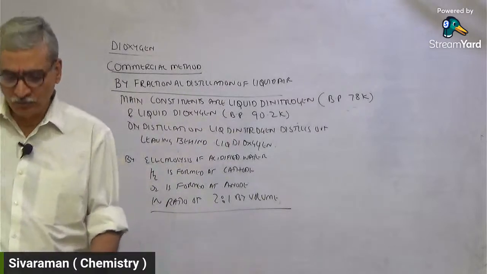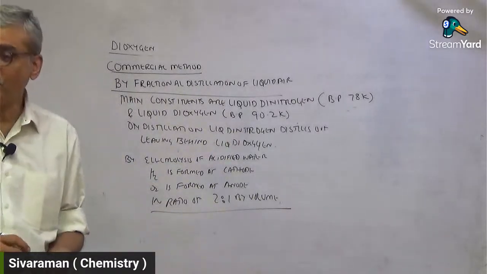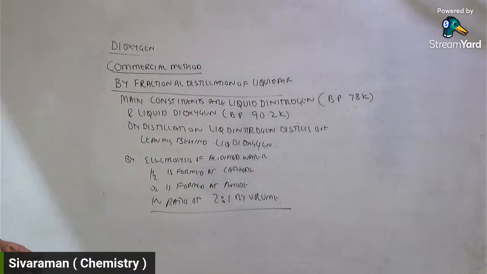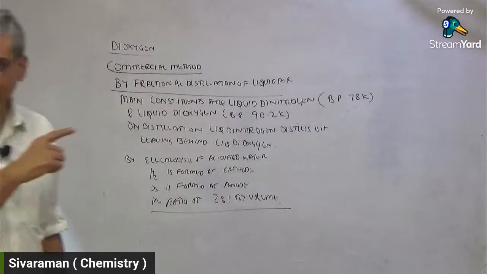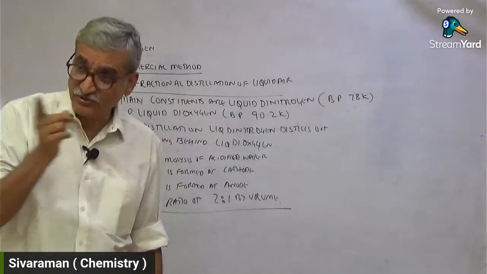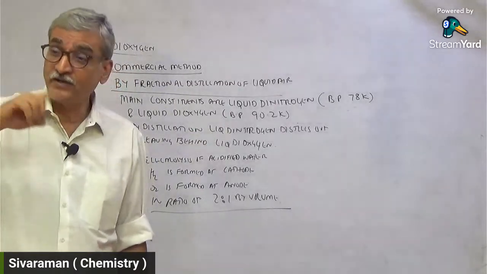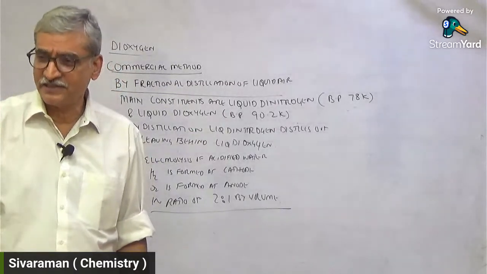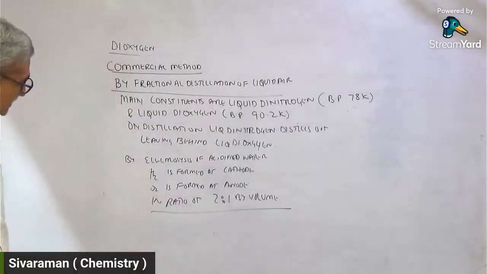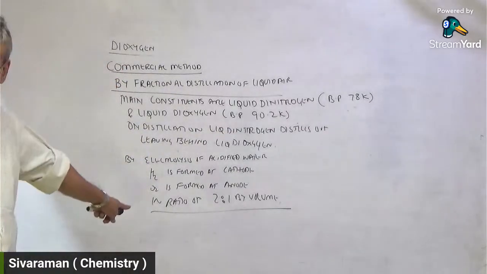If you're getting 2 liters of hydrogen, you will get 1 liter of oxygen, and this is used. These kinds of concepts are used in the mole concept to find out the amount of oxygen and all that. So there are certain questions. Is it clear? We'll stop here today.